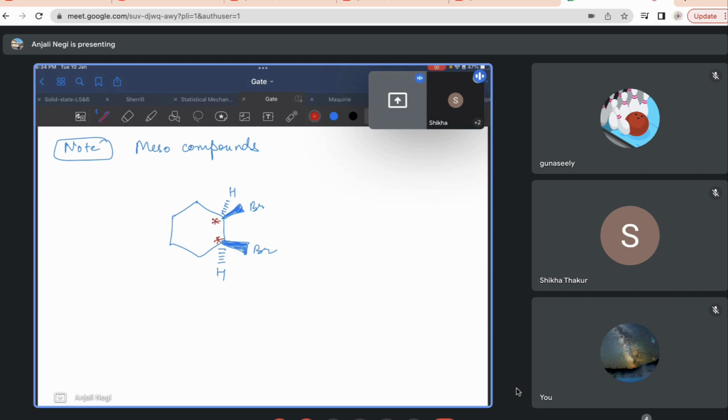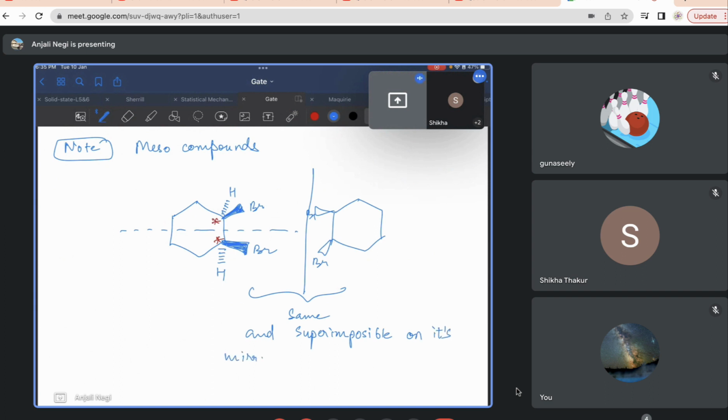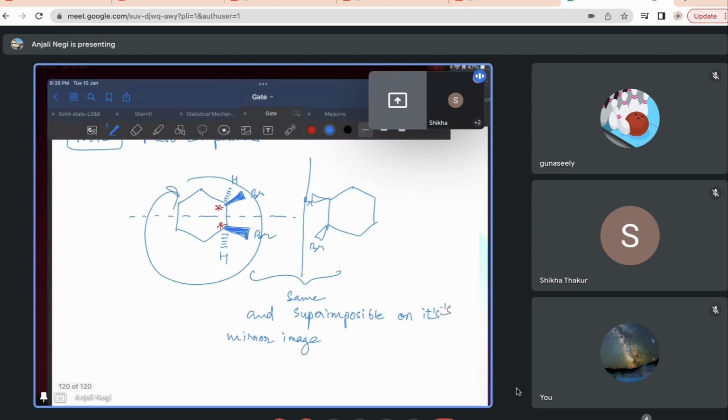The actual reason behind this is the presence of the plane of symmetry. Because of the plane of symmetry, if you try to draw a mirror image of this molecule, you will find out both are the same and superimposable. At one glance it may look different, but if you simply rotate it and then superimpose, it will get superimposed because they have a plane of symmetry. So I think it is clear, and let's get back to our problem.